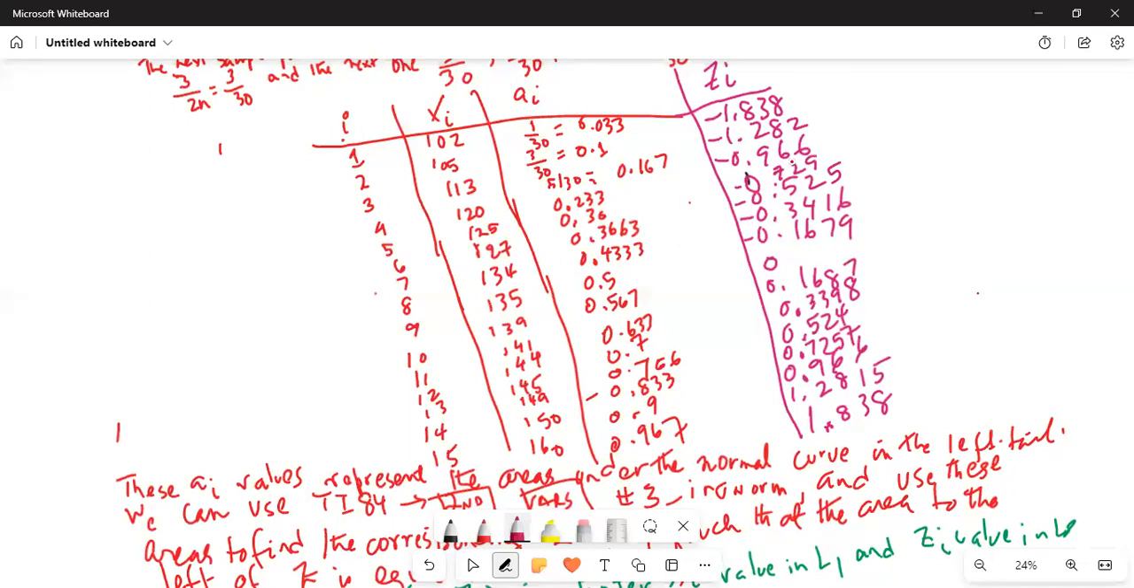So minus points. Third one is minus 0.966. Next one is minus 0.729. Next one is minus 0.525. Then minus 0.3416. Then minus 0.1679. Then 0. Then 0.1687. Then 0.3398. Then 0.524, then 0.7257, then 0.966, then 1.2815, and the last one is 1.838.